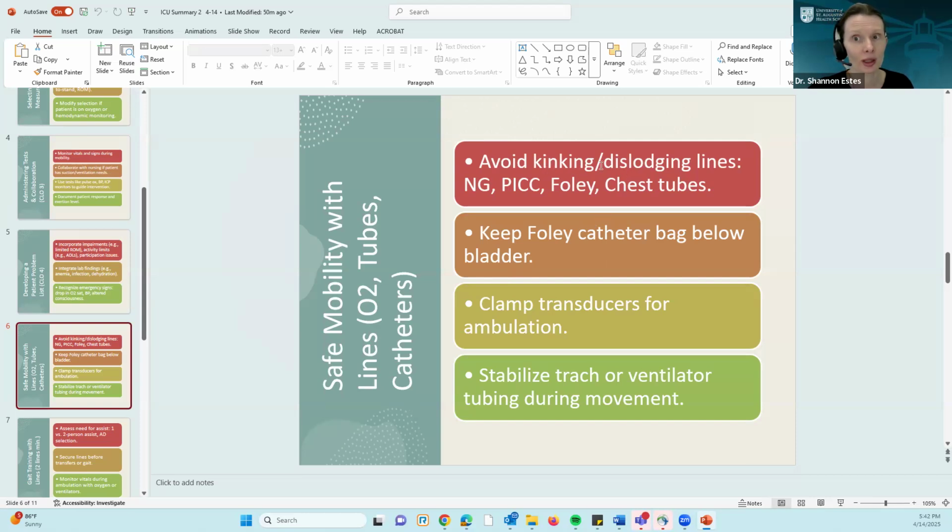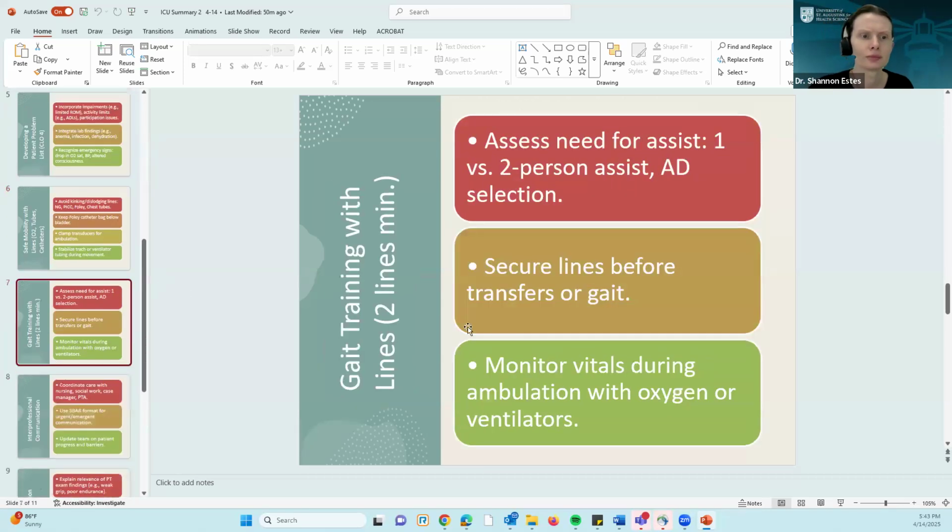Obviously, you want to avoid dislodging anything. Kinking it, if you kink certain tubing, it can change the function of the tubing. If you have a kink in a catheter and their bladder's starting to fill more and it's not draining, obviously that can cause some issues. Things like that are important to look at. Gait training, not going to dive into it, but assess their needs if it's possible at this point.